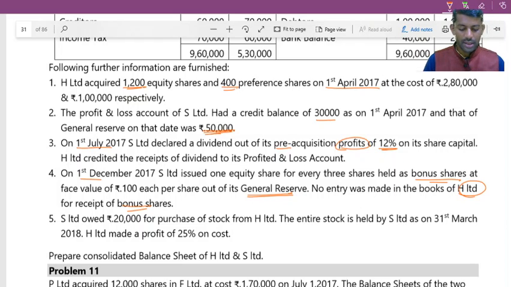S Limited owed 20,000 for purchase of stock from H Limited. The entire stock is owed. Owed means outstanding, so that means a DRCR, debtor creditor, is there, as well as the entire stock is held by S Limited on 31st March 2018. H Limited made a profit of 25% on cost. Therefore, sale price is 125. So stock reserve is 20,000 into 25 divided by 125. You will get 4,000 as the stock reserve.